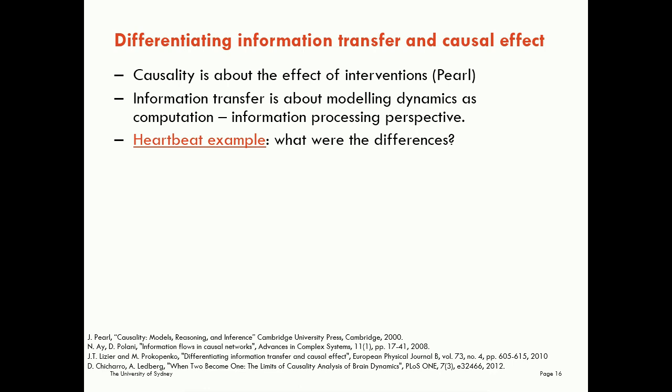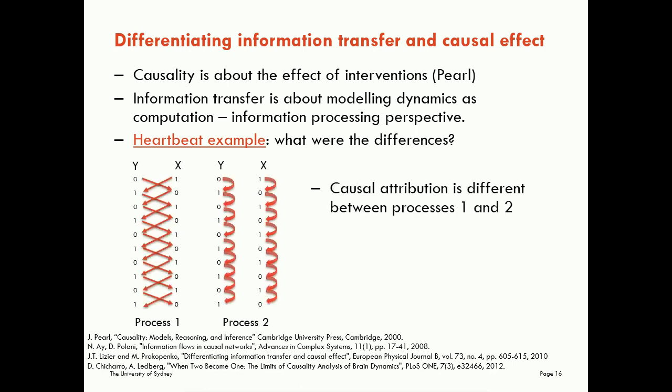I don't believe that one is better than the other. They're just answering different questions. Causality is asking the question about the effect of interventions. Information transfer is asking a question about how to model the dynamics. Different questions.